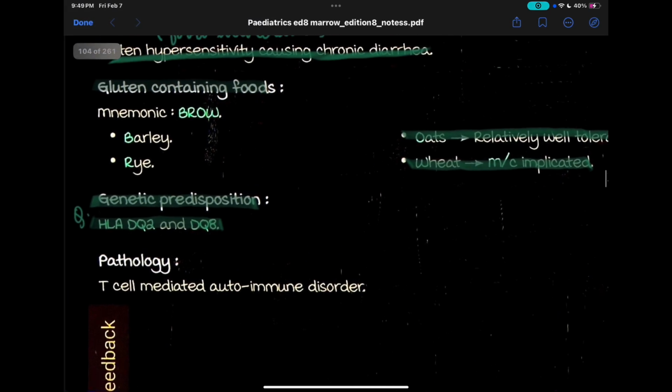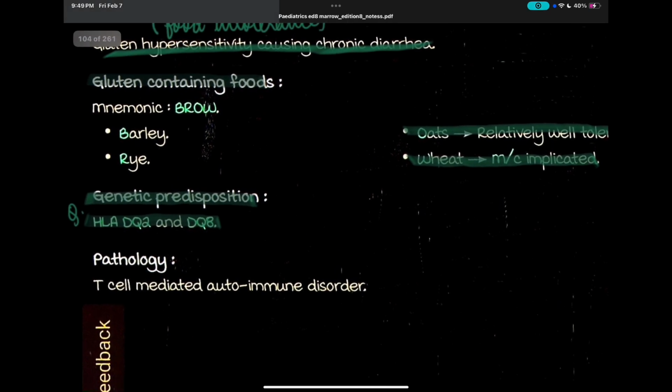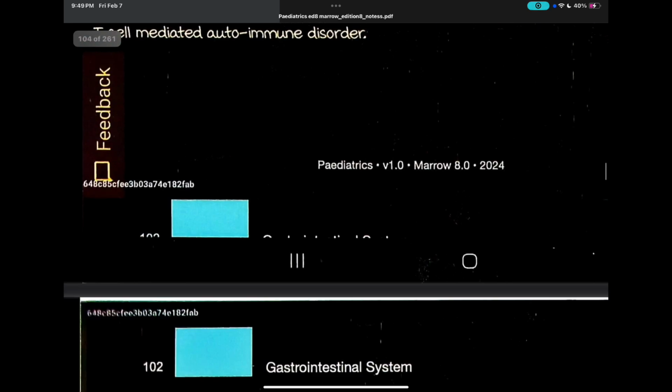Genetic predisposition: HLA DQ2 and DQ8. Pathology: T cell mediated autoimmune disorder.